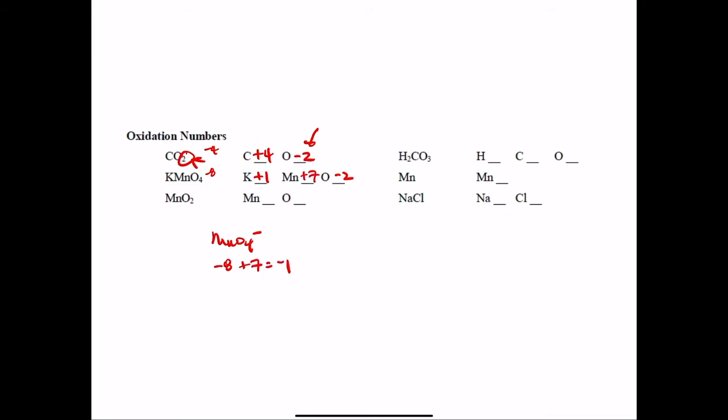So -8 plus 7 equals -1, right? You want to think about it, +7. So +1 plus +7 is +8, with 4 -2s is -8. That whole thing is neutral. That's -2. This must be +4. Still -2, +1. This is going to contribute +2. O is going to contribute -6. So C must be +4. Mn is in its neutral elemental form, so it's 0. And sodium chloride, we know, is a +1 cation and a -1 anion.